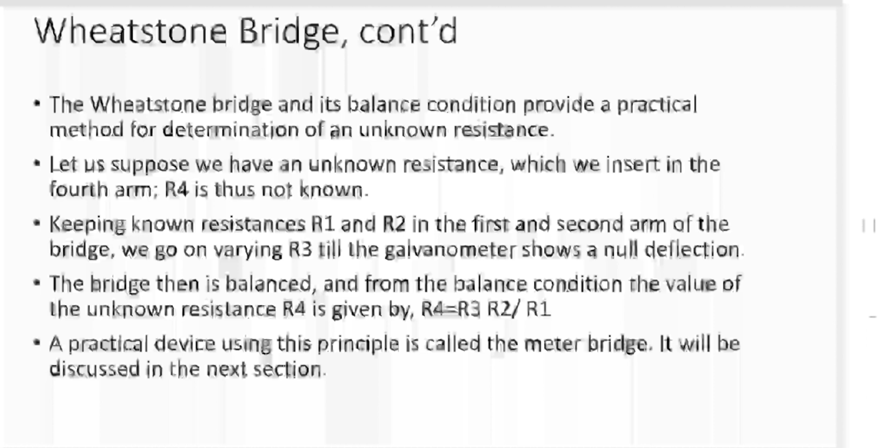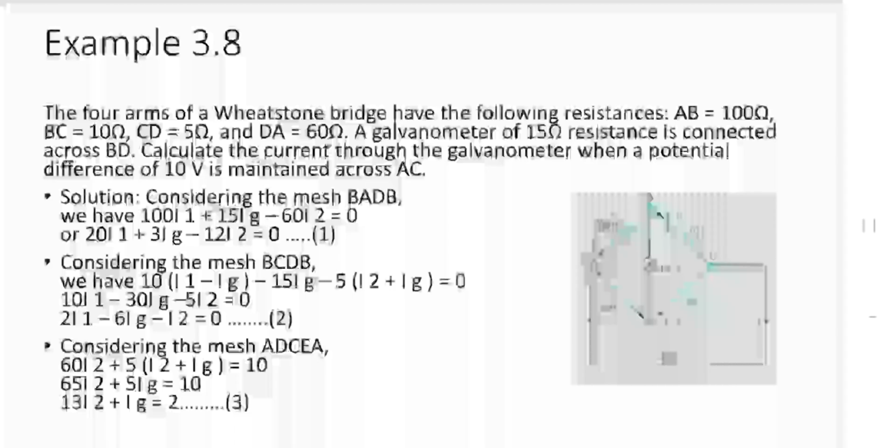Now this principle of the Wheatstone bridge we are going to utilize in the next topic, that is the meter bridge. Before understanding the meter bridge, let us go through an example of the Wheatstone bridge. Here 4 resistors are given. Let us go through the problem statement first. The 4 arms of a Wheatstone bridge have the following resistances: AB equals 100 ohm, BC equals 10 ohm, CD equals 5 ohm and DA equals 60 ohm. A galvanometer of 15 ohm internal resistance is connected across B and D.